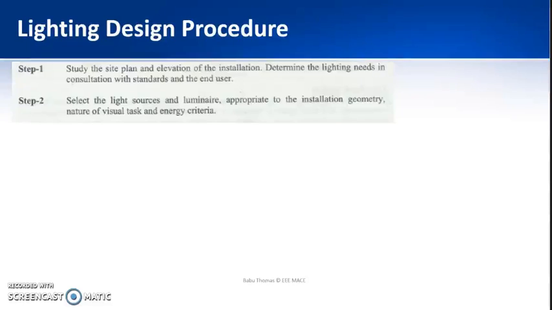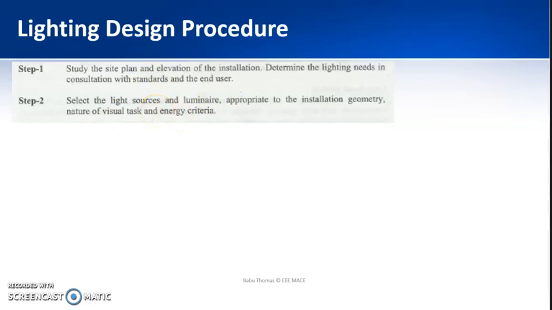Hi all, now we are going to discuss the lighting design procedure, and here we are utilizing the zonal cavity method, and this is the most accurate method of lighting design. The first step is to study the site plan, elevation of the installation, determine the lighting needs and consideration of the standards and the end user, select the light sources and luminaire, nature of the visual task and the energy criteria.